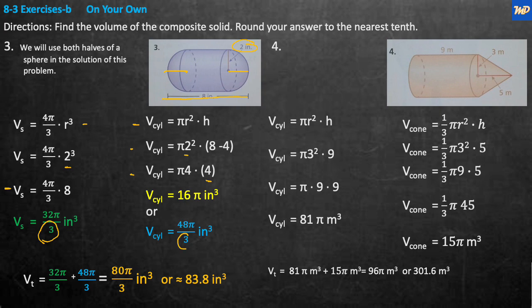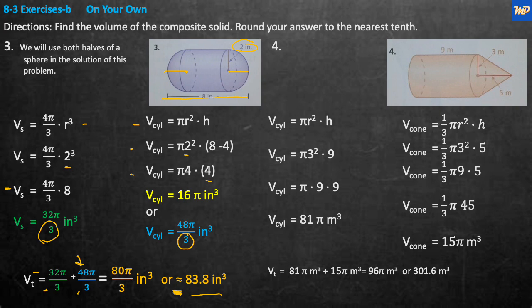So we want to add these together. We have to add the values of the cylinder and the sphere. So we get 32 pi over 3 and 48 pi over 3. When we add 32 and 48, we get 80 pi over 3 inches cubed. Now we can do an approximation if you want to. We can take 80, multiply it times 3.14, and then divide by 3, and we'll come up with approximately 83.8 inches cubed. So that's that solid. Now let's do the next solid.